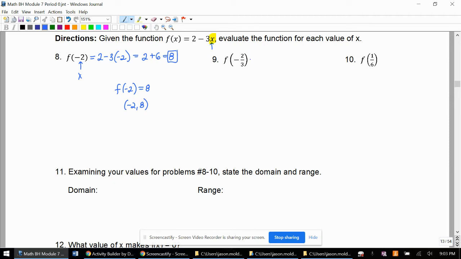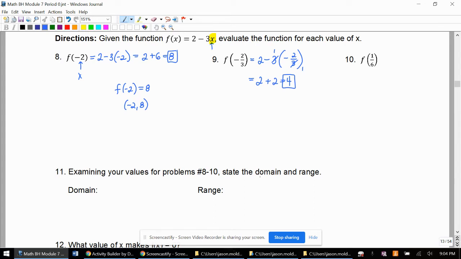Let's try another one. This time we're going to plug in negative 2/3 for x into this function rule. 2 minus 3 times negative 2/3 is 2, cancel these, plus 2, which is 4. All right. Then on a slide, I'm going to leave one of these for you to try, and I'll also toggle over to the Desmos slides now.